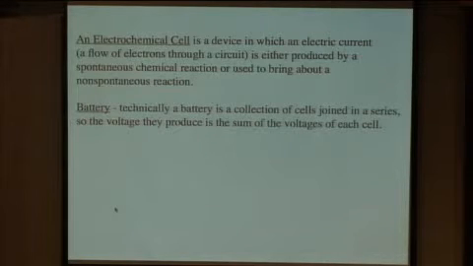All right, so what is an electrochemical cell? It's any device in which electric current, which is a flow of electrons through a circuit, is either produced by a spontaneous reaction or used to bring about a non-spontaneous reaction. And so a battery is technically a collection of cells in a series so that the battery has the sum of the voltages of each cell.